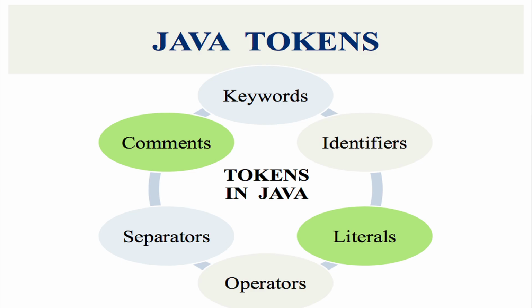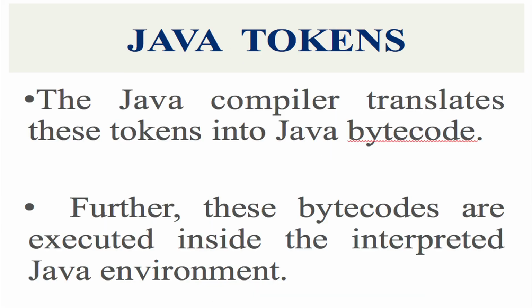You can understand it from this picture. The Java compiler translates these tokens into Java bytecode, and further this bytecode is executed inside the interpreted Java environment. So finally we can say that the Java compiler translates Java tokens into Java bytecode.